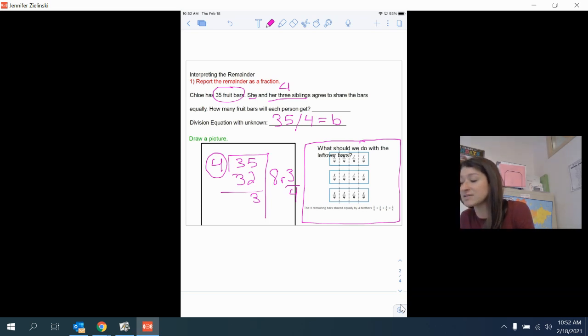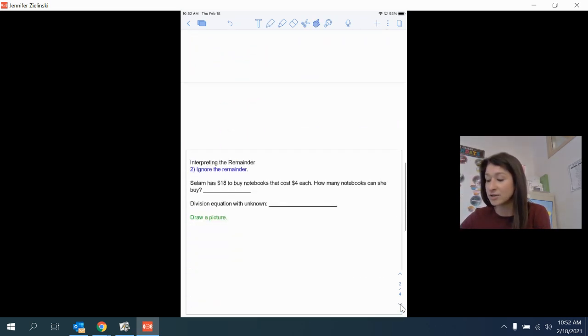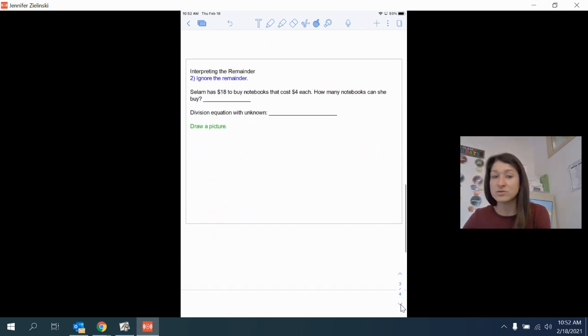And this is a little picture to help you visualize this problem. So our answer would be 8 remainder 3/4. Let's take a look at what we would do to ignore the remainder. What kind of problem would that be?